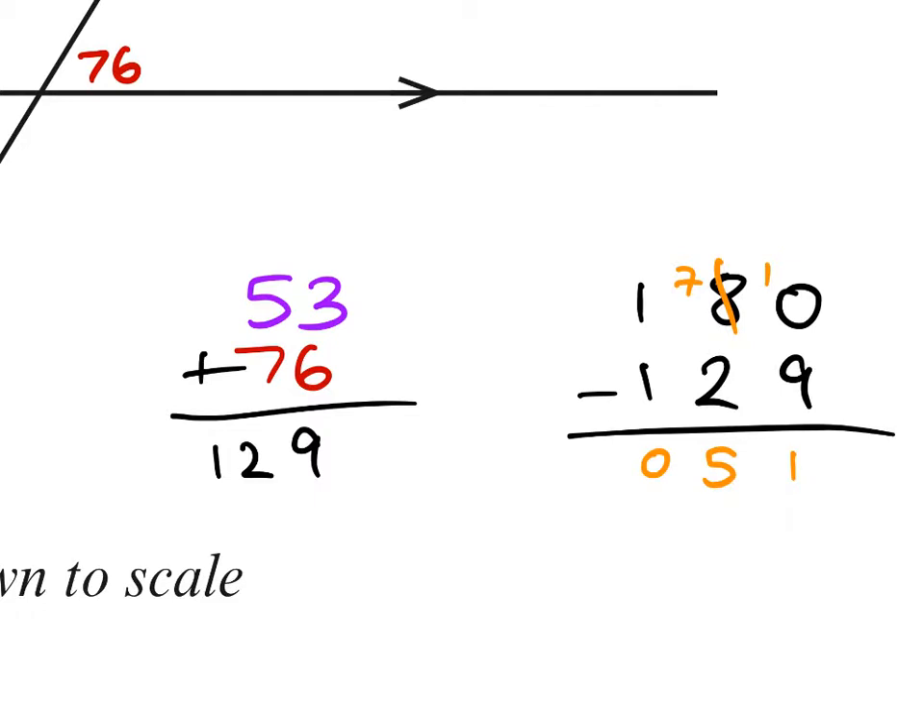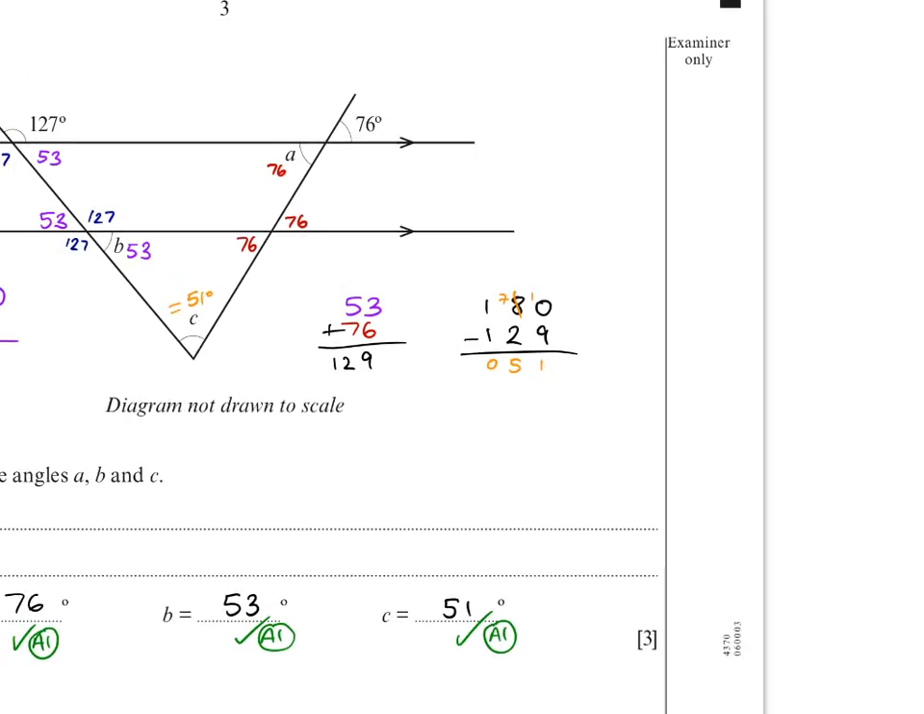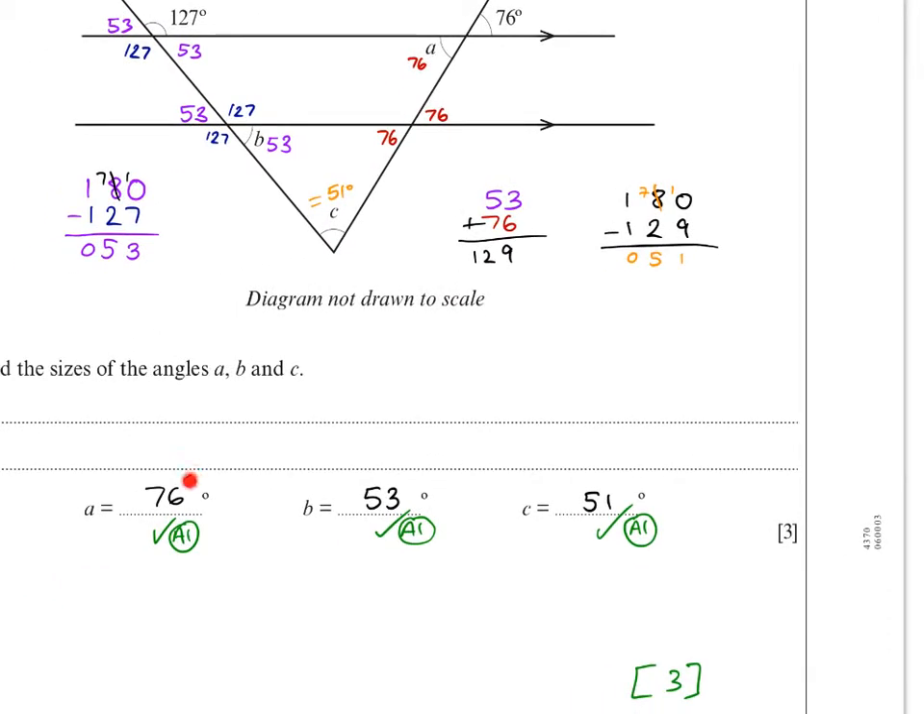I did all this without a calculator because I didn't realise at the time this was a calculator paper. Stick it into your calculator. Don't even run the risk of going wrong on this, okay? So then the final answers were as follows, and it'll literally be that you get a mark for each one of them. 76, 53 and 51, okay?